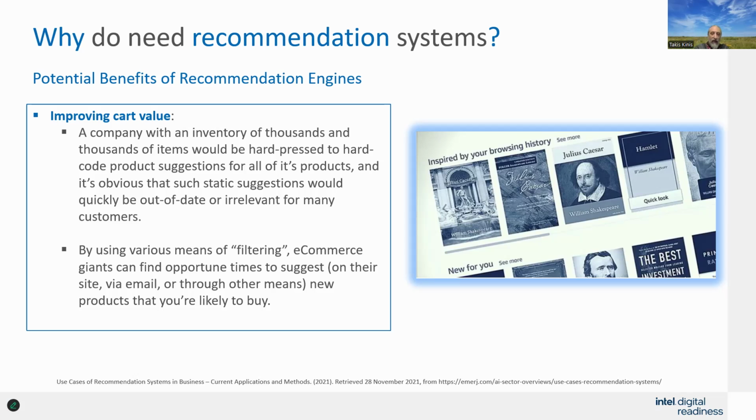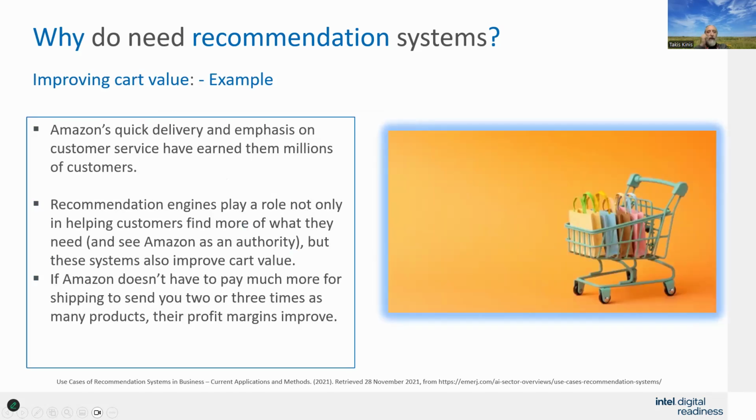So by using various means of filtering, the e-commerce people have found ways to suggest, either on the website as you're looking at something, or in an email message, or maybe even a text message, new products that you're likely to buy, right? So if they notice that I'm always buying the newest iPhone when it comes out, Apple might send me a message, hey, the iPhone 20 is out, go get it. You know you're a sucker for buying new technology, so give us your money, that type of thing. So yeah, that is a thing that they do, right?